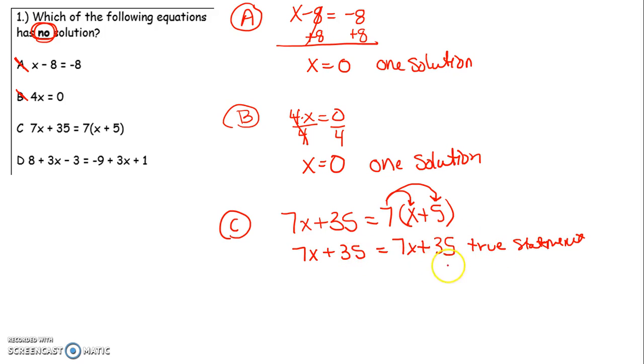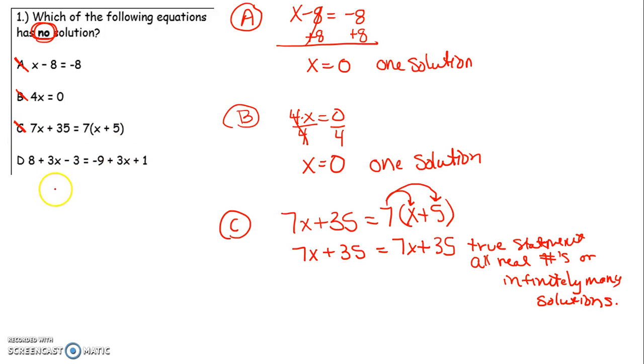Okay, that's a true mathematical number sentence. So what we would say is all real numbers or infinitely many solutions. So any number I plug in place of x is going to work. So if I plugged a 1 in place of x, 7 times 1 is 7 plus 35 is 42. Over here, 7 times 1 is 7 plus 35 is 42. Any number I plug in place of x will work for that equation. So that one's infinitely many solutions.